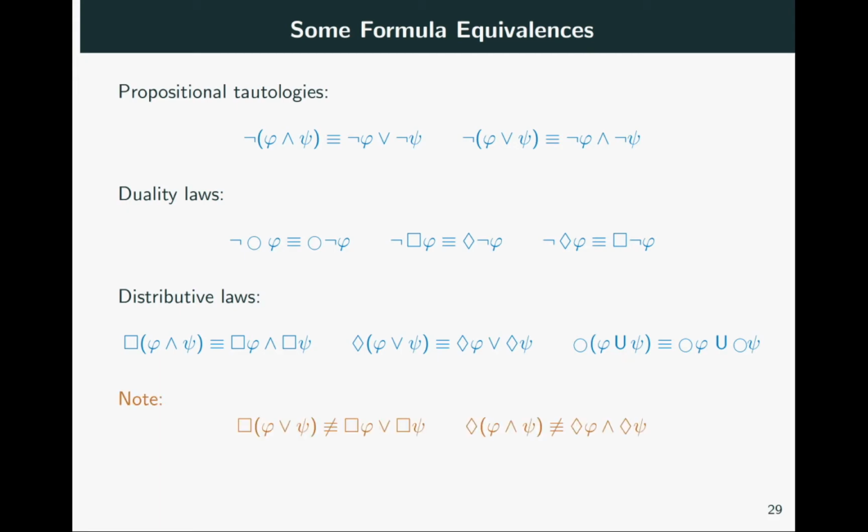Note that, on the other hand, always does not distribute over or, and also eventually does not distribute over and. So these are counterexamples where equivalence fails in general. Just to keep in mind that not everything distributes over everything.